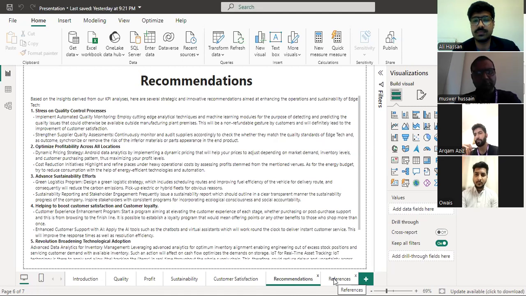If I briefly overview these points, we use analytical techniques here, so it strengthens our supplier assessment and generates good results. Secondly, we optimize profitability across all the locations, as we discussed before, and it optimizes profitability.